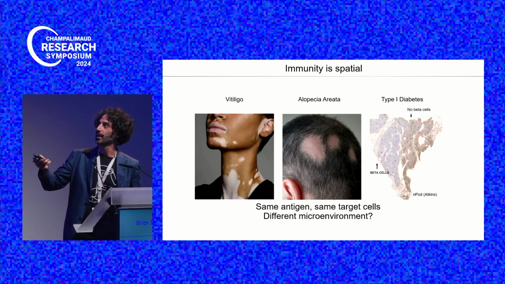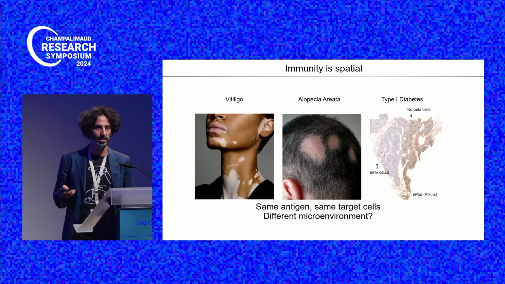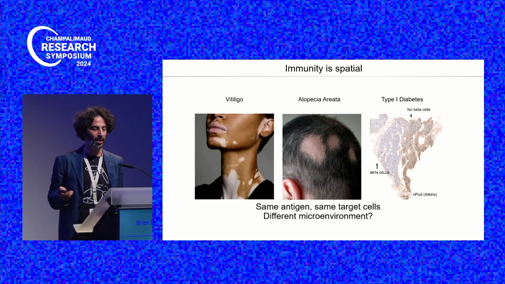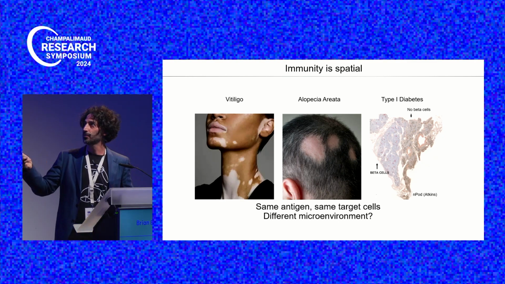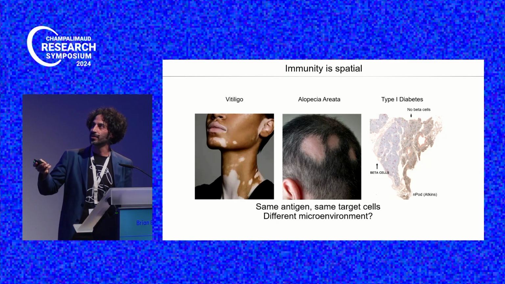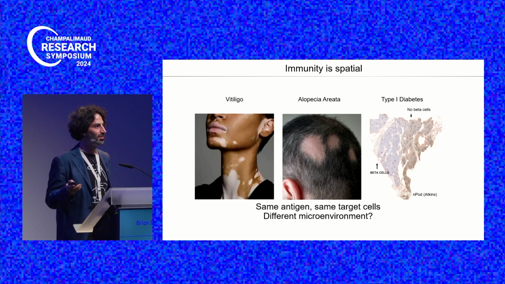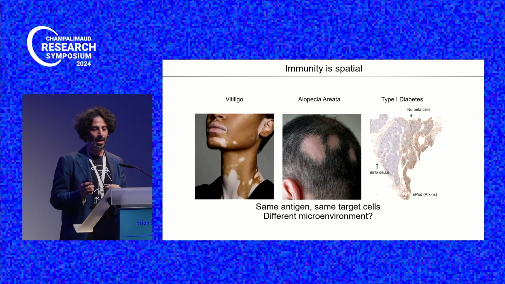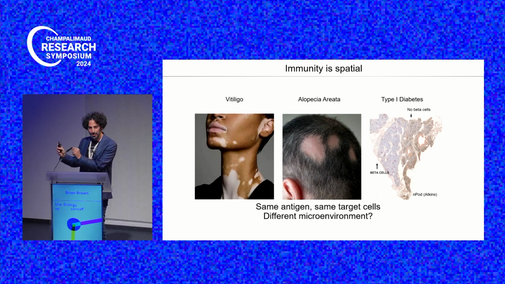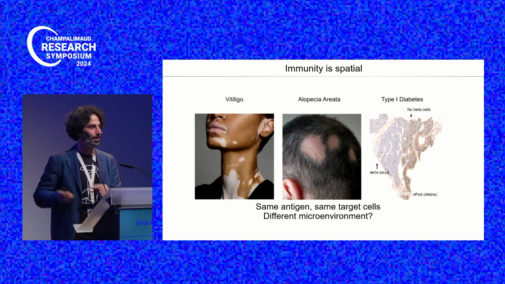So this is vitiligo, alopecia areata, and type 1 diabetes. We often don't think of it this way, but in these 3 types of autoimmune diseases, you have this phenomenon where a T cell has killed a melanocyte here, but it hasn't killed one just a few microns over. Same antigen, same target cell type, but something is allowing the T cell to kill this melanocyte and not this one. And the same thing here. This is a pancreas. Some beta cells are killed, some aren't.